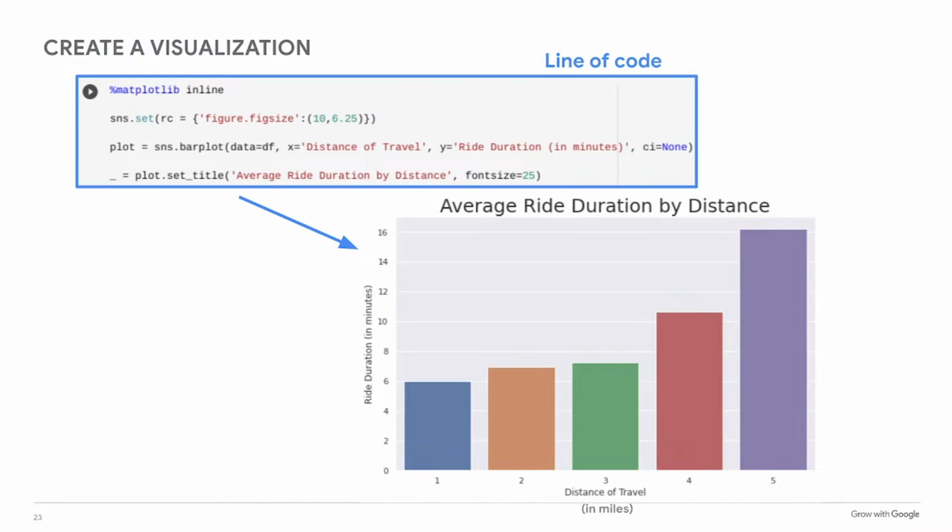To create a bar chart, we use code that plots the distance traveled on the horizontal axis with the average ride duration on the vertical axis. The bar chart is also color-coded to make it easier for someone to interpret the results.